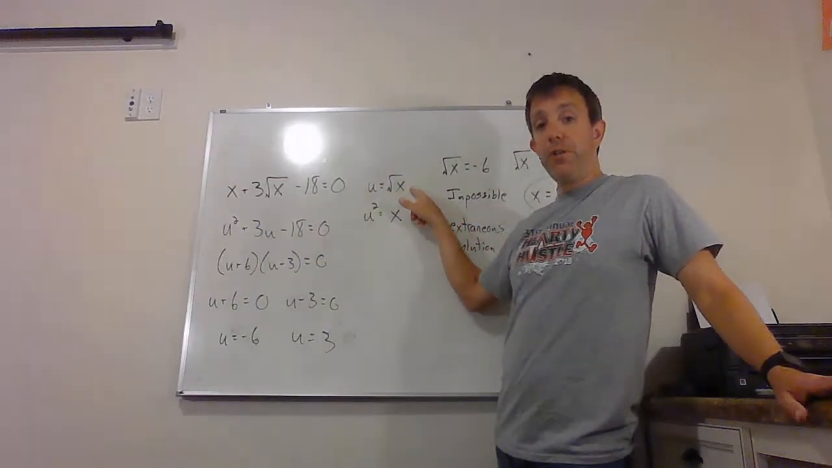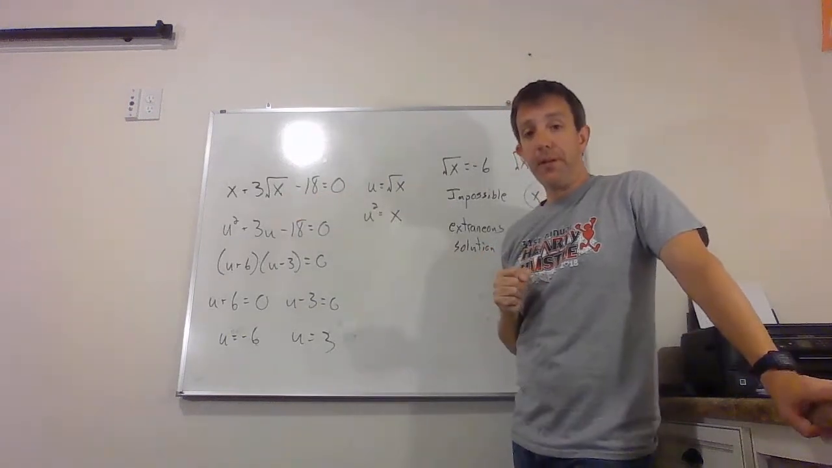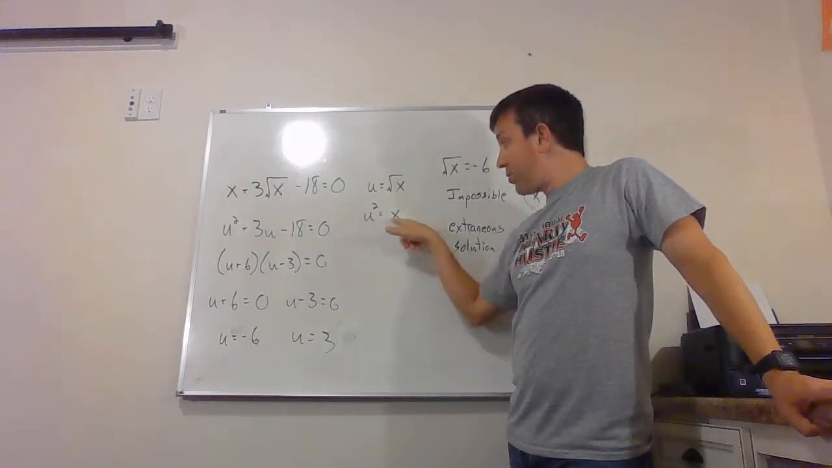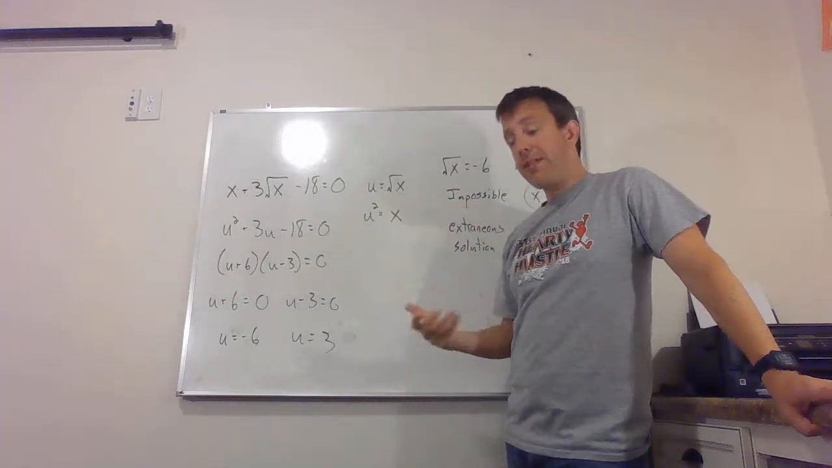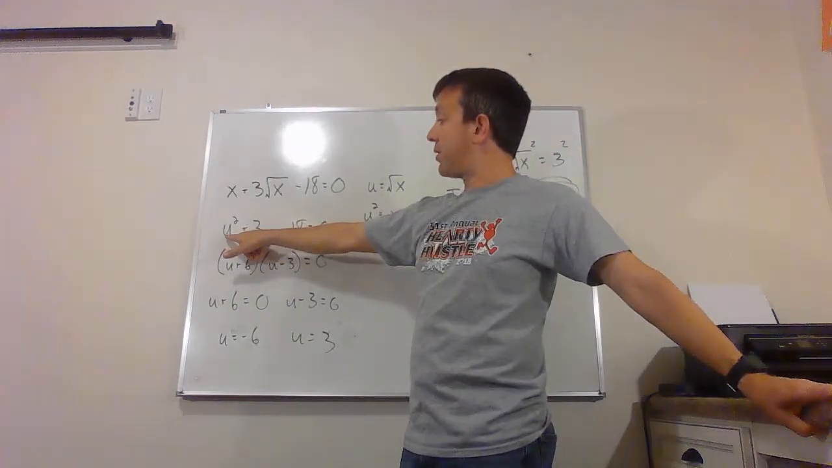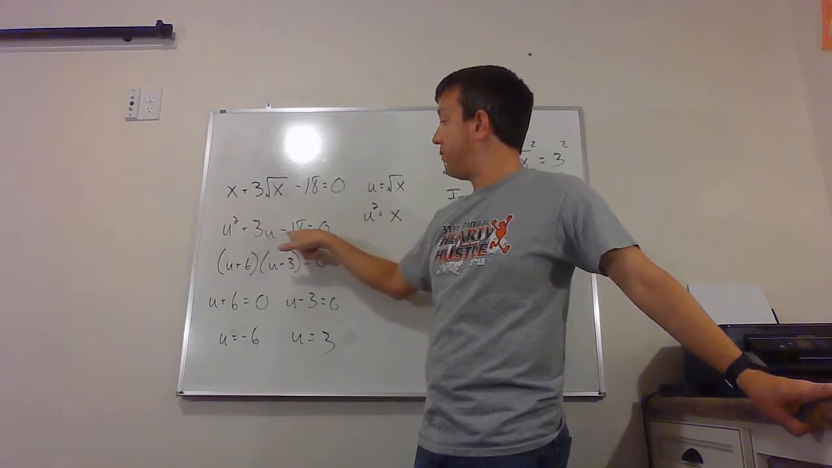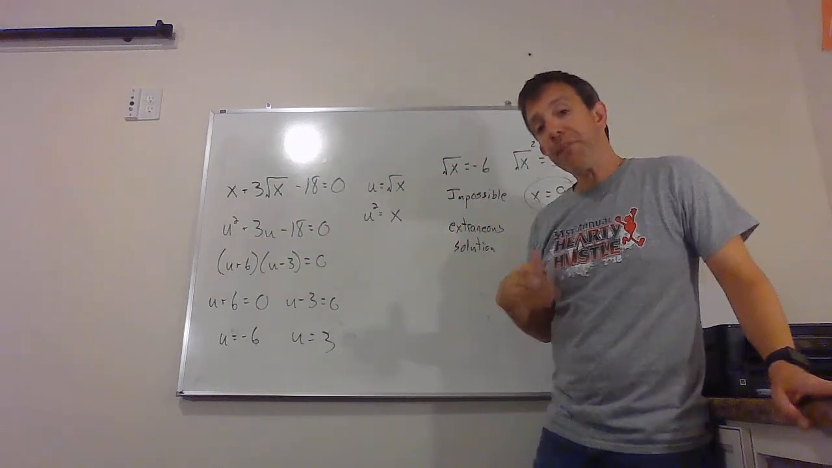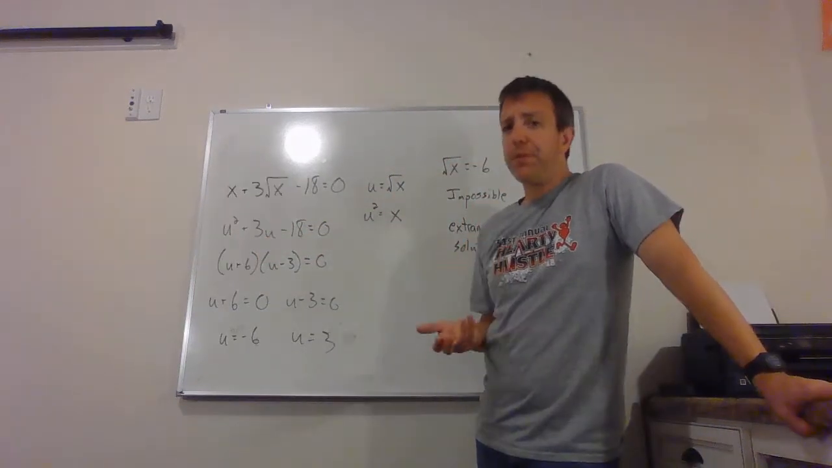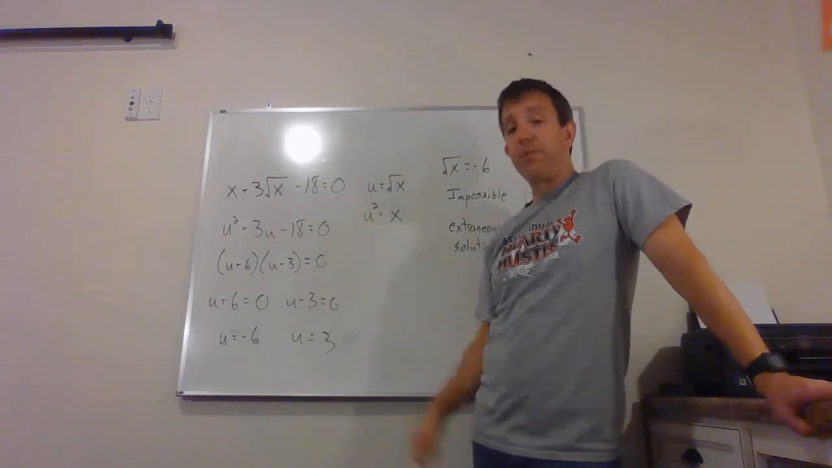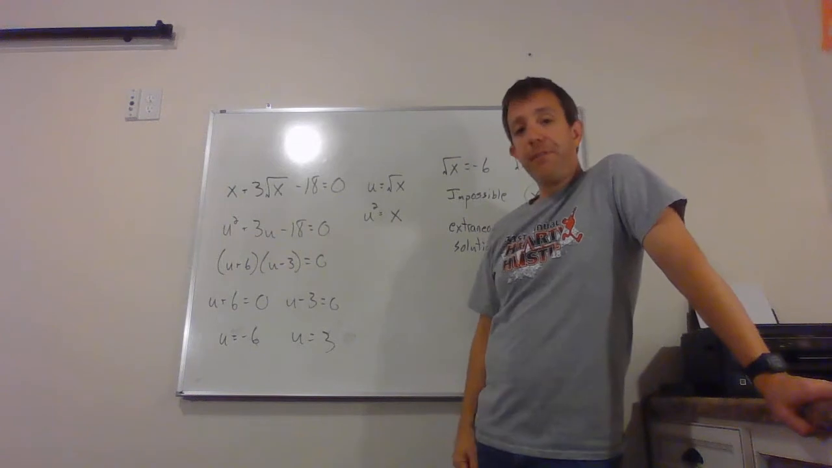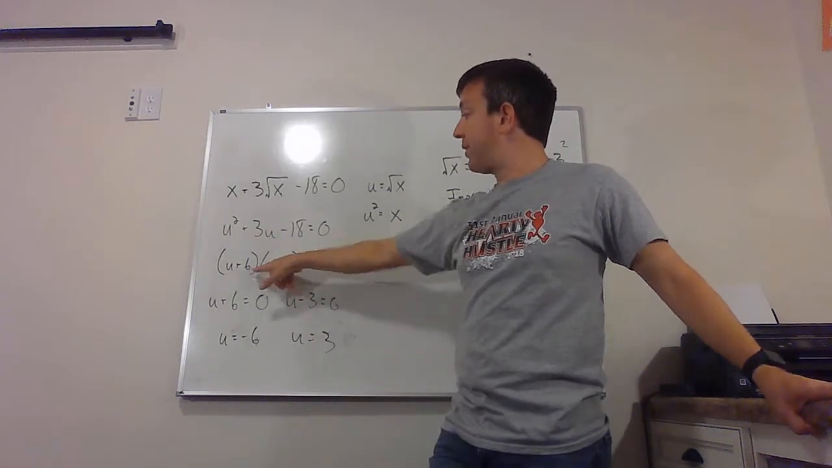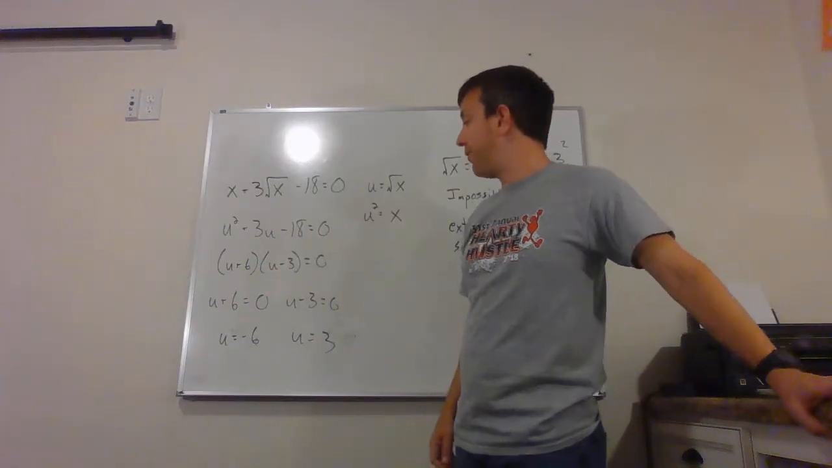I'm going to call u that square root of x that's in the middle, which would make u squared just plain x. So since I can do that, I can rewrite this now as a quadratic. U squared plus 3u minus 18 is equal to 0, because quadratics are frequently nicer to solve than things with square roots. So again, this one factors. And so I factored it.